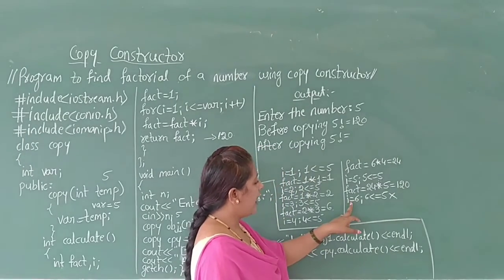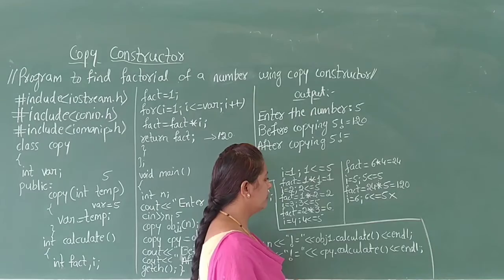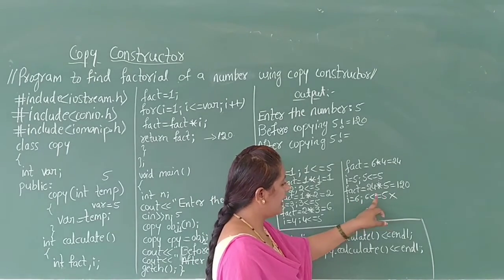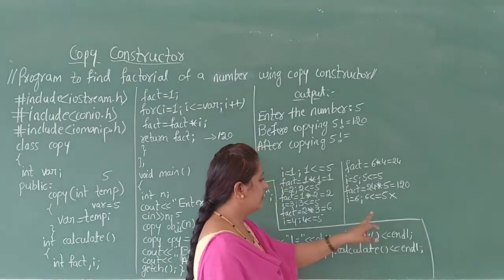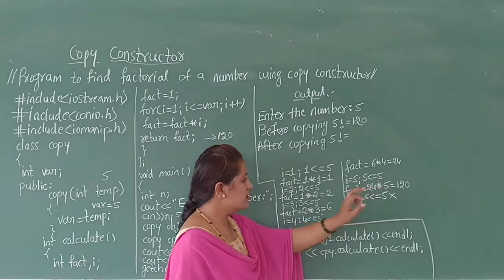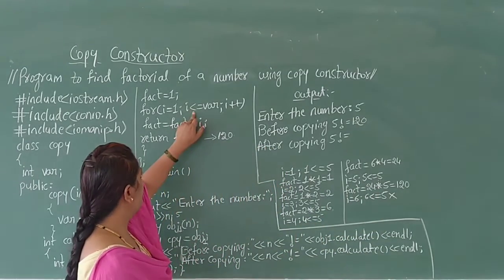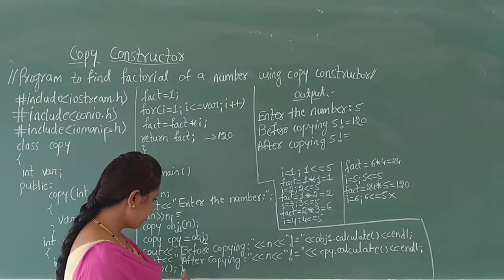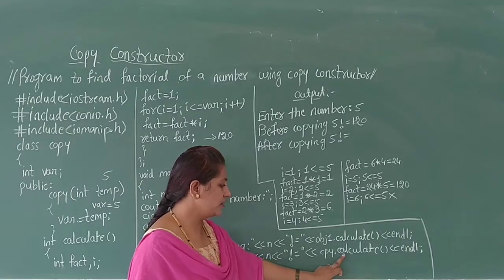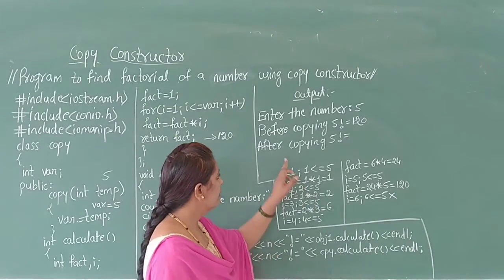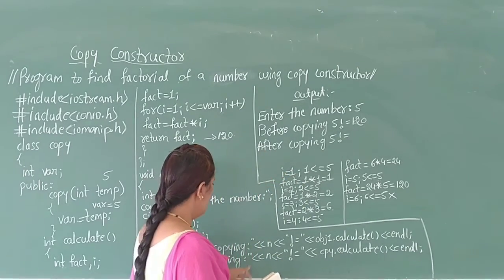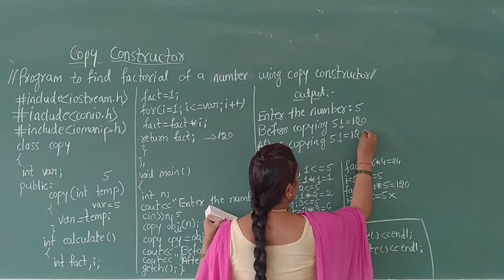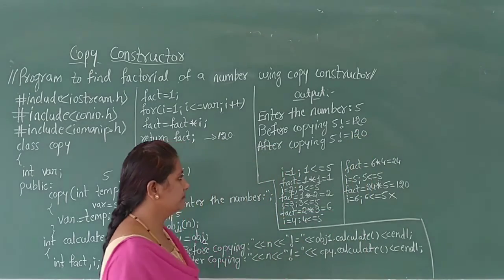In the next step, I value is again incremented by 1 unit. Then it is 6. 6 is not less than 5 and it is not equivalent to 5. Then this condition becomes false. Then it ends the for loop and returns the fact value 120 to the member function calculate. Then it displays: after copying, 5 factorial is 120.